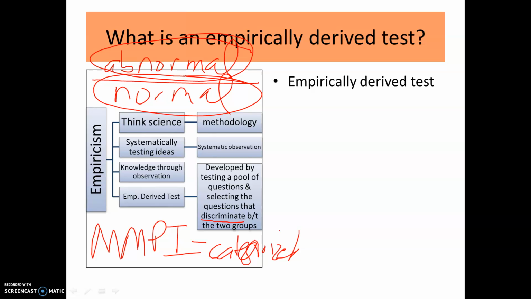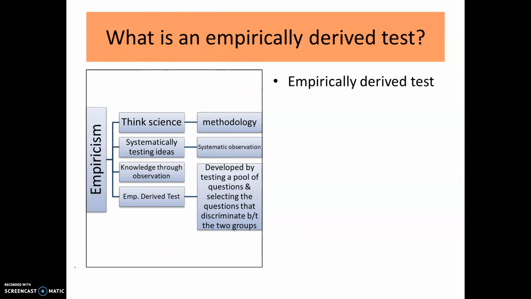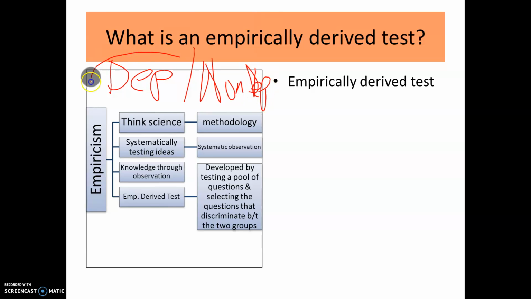Okay? So let's make this a little bit easier to understand, and let's focus on depressed and non-depressed people. So let's say that we already have diagnosed certain people with depression, and then certain people have not met the criteria for depression. So we have our depressed people and our non-depressed people, and we give them a test similar to the MMPI. Right? That is empirically derived. So how do we get it to be empirically derived?